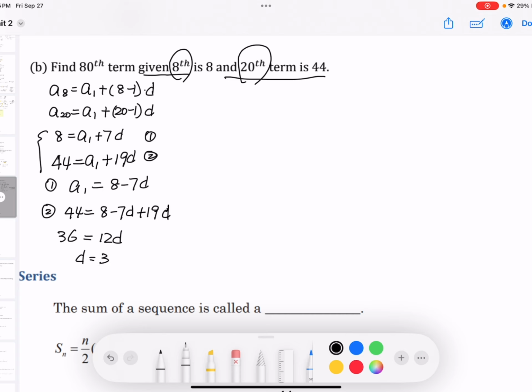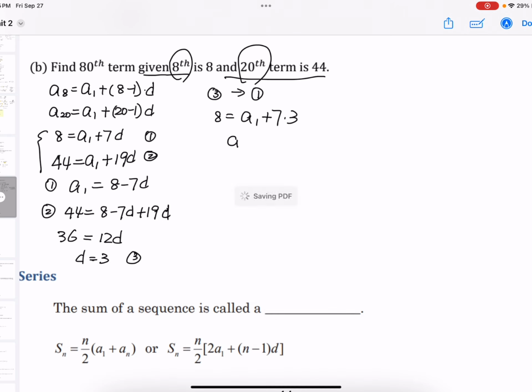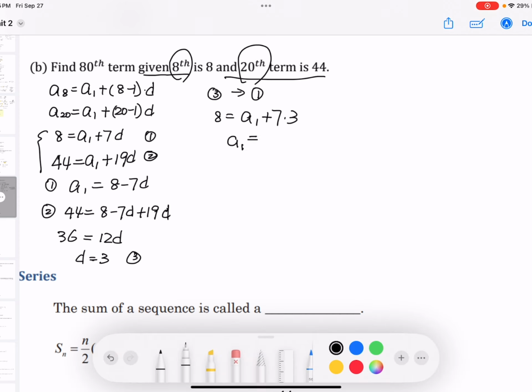If I have the d, let's say d is 3, I bring the 3 to the first equation. 8 is equal to a sub 1 plus 7 times 3. So a sub 1, solve this equation. a sub 1 is equal to 8 minus 21, which is negative 13. So we just erase this and put negative 13 here.